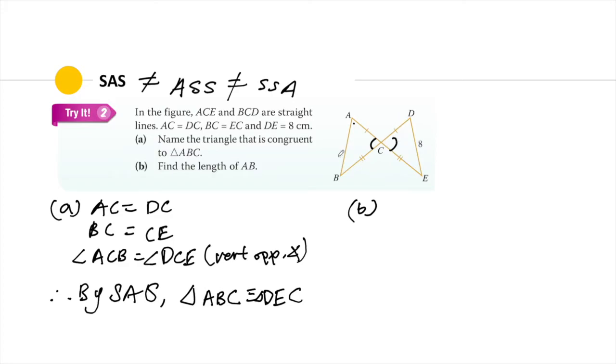So for part B, you want to find the length of AB. Since we have already proven congruency, we know that AB is equal to DE, so it's equal to 8 cm.